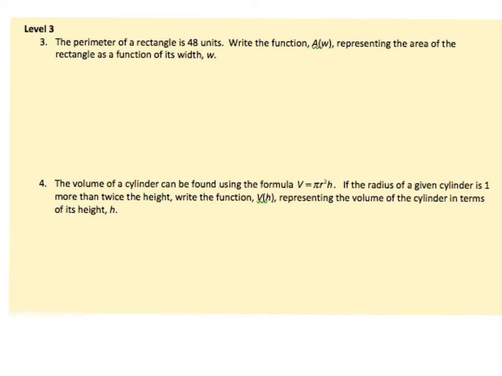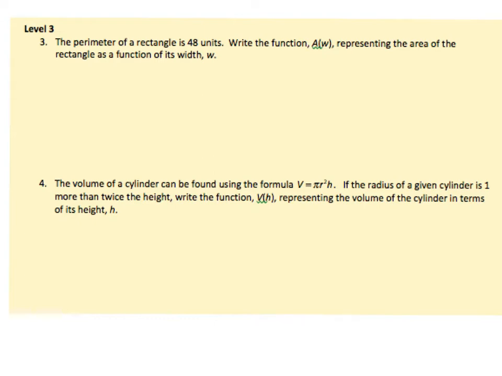Okay, level 3 is writing equations still, but we're not going to solve these necessarily, not in these first two. We're just writing equations in terms of a single variable. So in number 3, it says perimeter of a rectangle is 48 units. Write the function A of w, representing the area of the rectangle as a function of its width, w. Okay, so a lot of w's going on here.